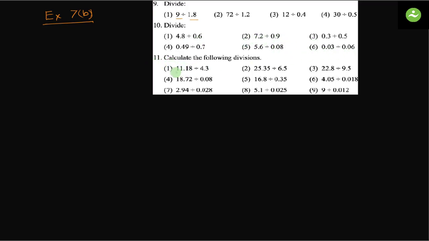Number 11, these are decimal fractions, both decimal fractions. Calculate the following divisions. Divide. So number 9 and 10 say divide. Number 11 says calculate the divisions. Is there any difference? No, actually it is the same.